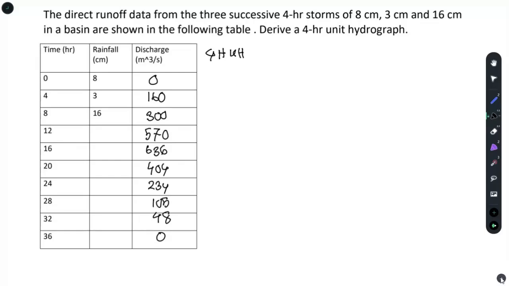we had a rainfall of 8 centimeter, and the intensity was 8 divided by 4, which is 2 centimeter per hour. And for the next 4 hours, we had a rainfall of 3 centimeter, and the intensity was 3 divided by 4. And for the next 4 hours, we had a rainfall event of 16 centimeter. That is noticeable: the rainfall amounts occurred in successive 4 hour storms. So we are asked to find a 4 hour unit hydrograph.